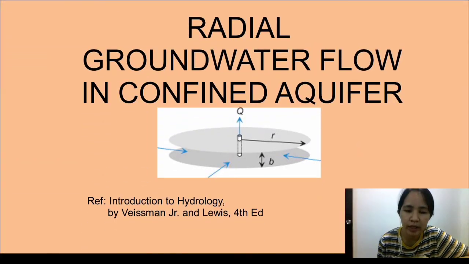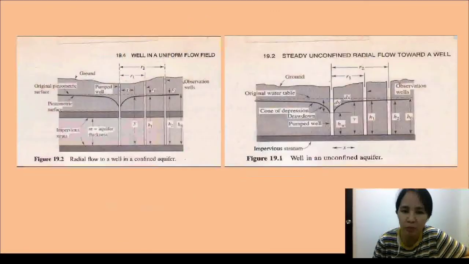Okay guys, good day. Our topic is radial groundwater flow in confined aquifer, where Q is the flow rate in your pumped well and R is the distance of your observation well to your pumped well. This is the comparison of your confined aquifer and unconfined aquifer.